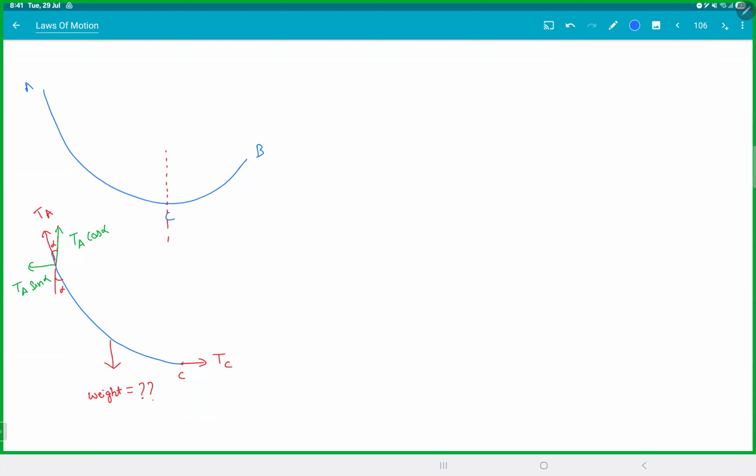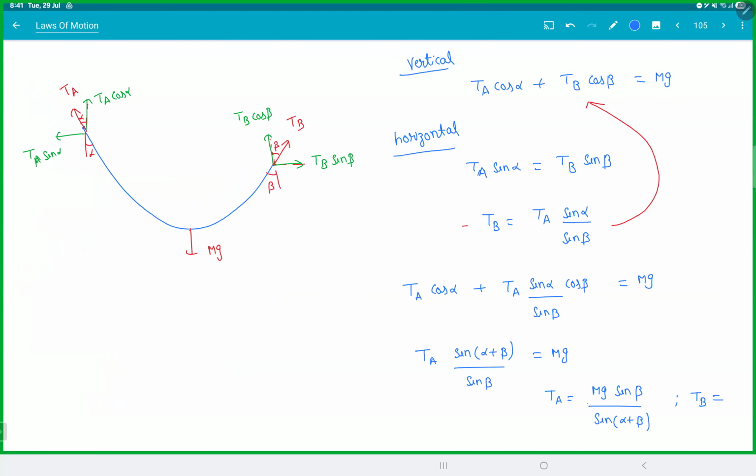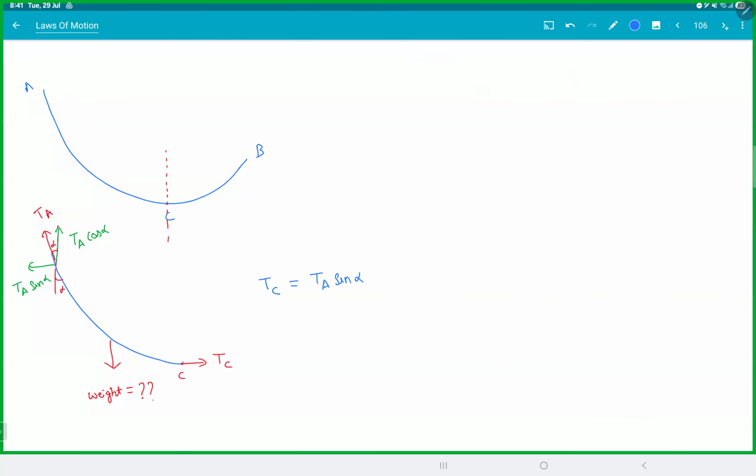So the horizontal forces should balance. So TC must be equal to TA sin alpha. There I got TC from there. Because I already know TA's value, substitute there, you'll get TC. Clear with this? Vertical I cannot find, but horizontal, we can figure out the value of tension C. You could have done the same thing with B also, you would have got the same answer. All clear with this?